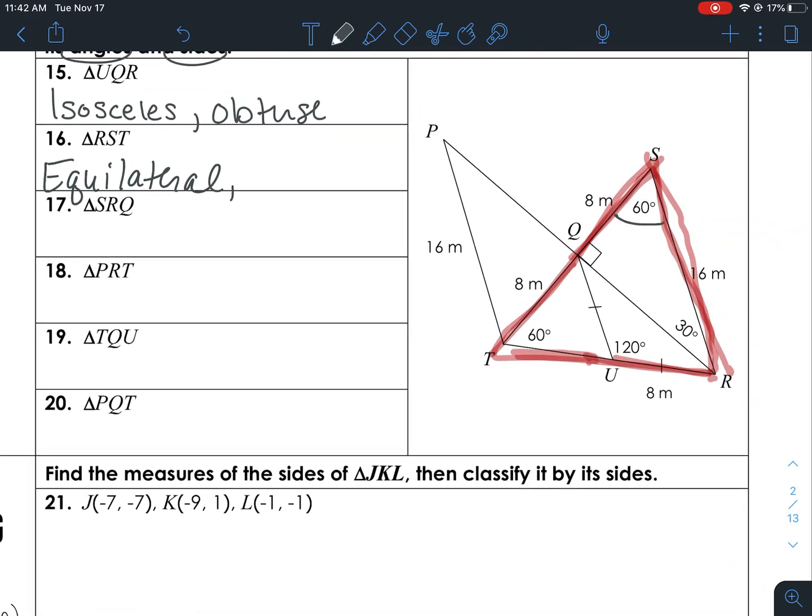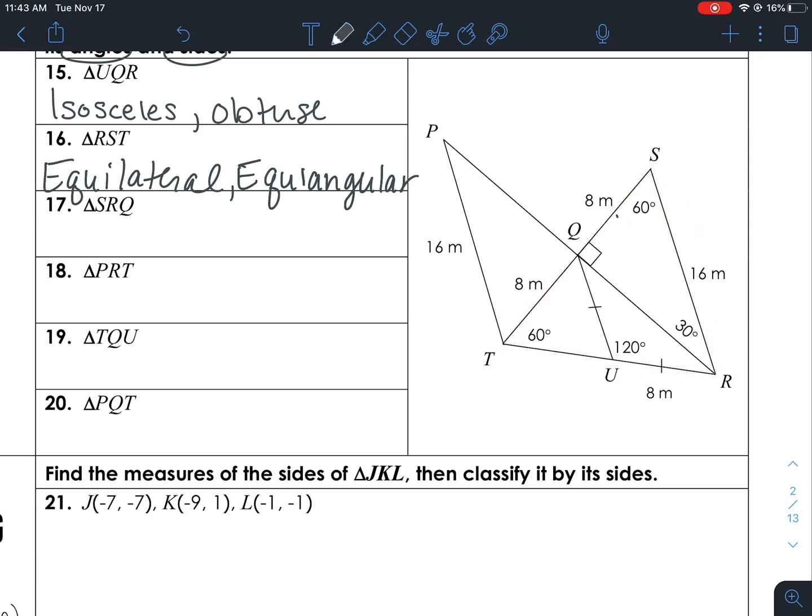And we have 60 degrees here, 60 degrees here. If we know that all of our triangles add up to 180, that would take out 120, which means this one also has to be 60. So this would be equiangular. Now, if you've noticed, every time we have equilateral, we also have equiangular. That is the same every time.